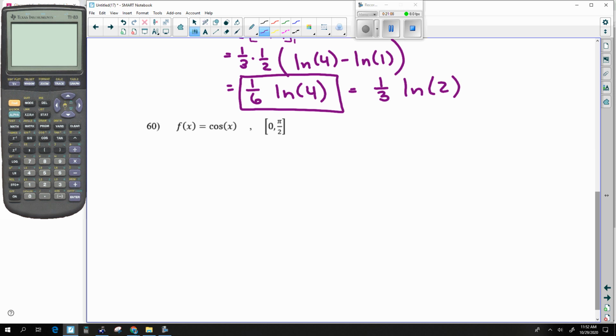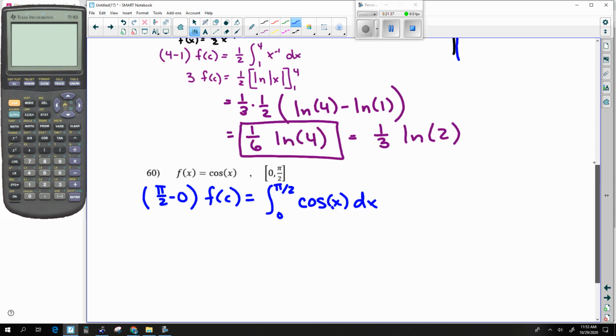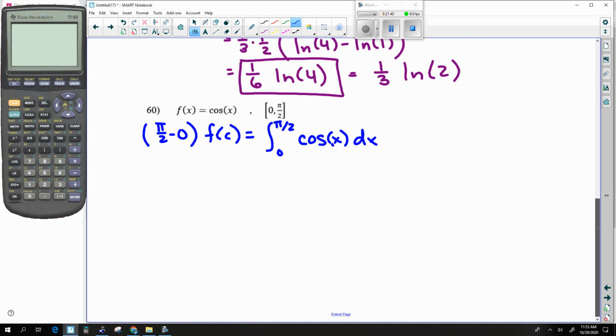So that's the average value. Okay, again, average value is I create the rectangle. So the rectangle has a base of pi over 2 minus 0 times the height, which is the average value. And then this is going to be equal to the area under the curve, which is 0 to pi over 2 of cosine x. So the rectangle is equal to the curve. The height of that rectangle is the average value. Is that all that I'm answering? Yeah.